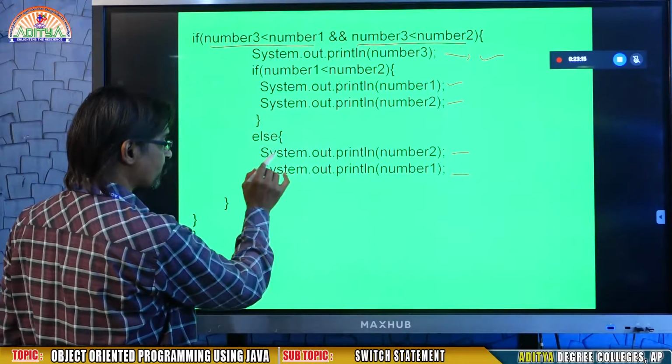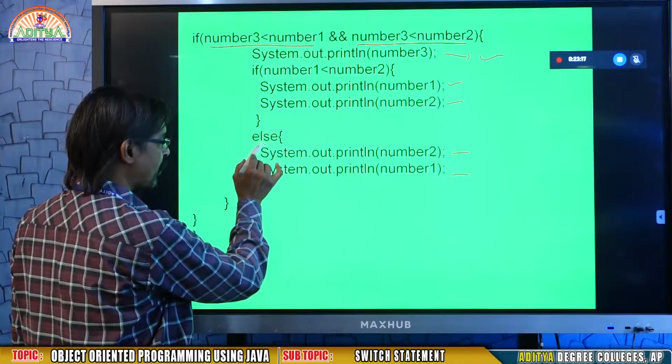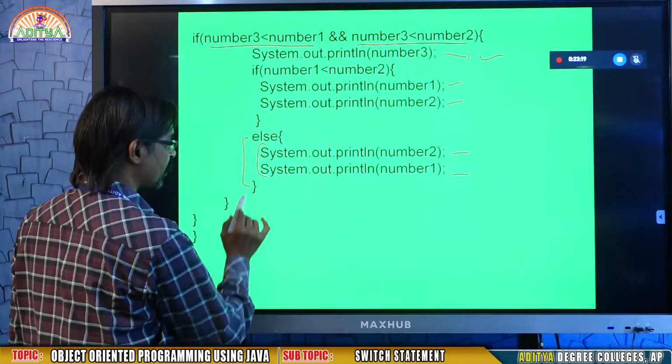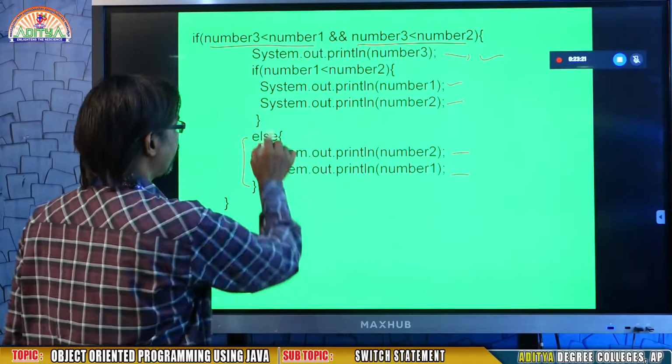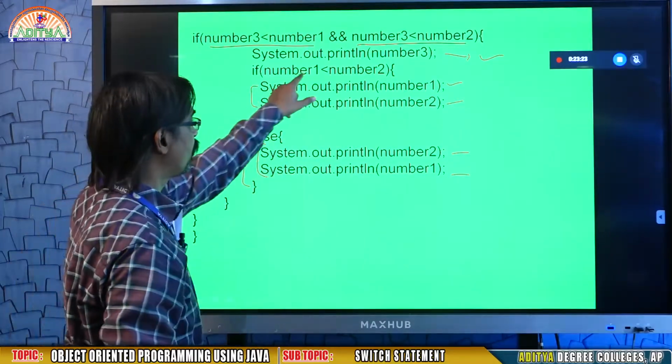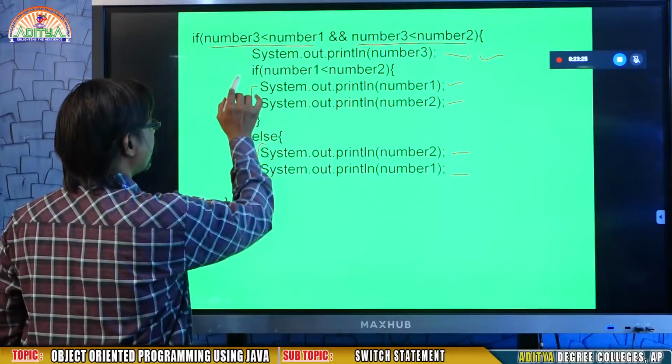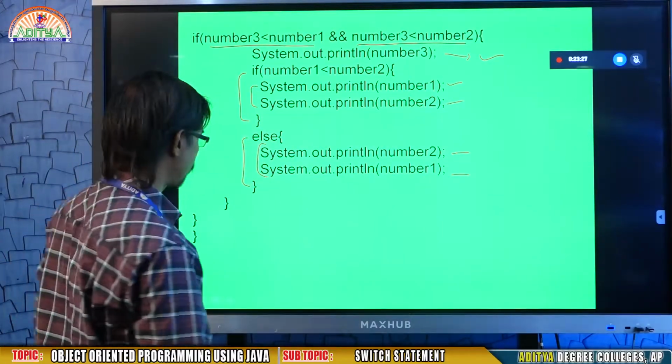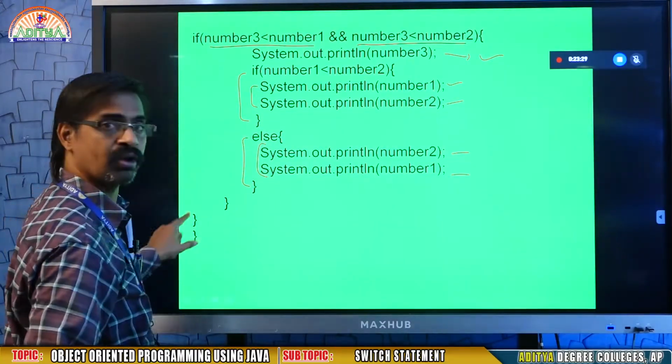This is called a compound statement. When you are writing more number of statements, you must surround them within the braces. Here also 2 statements will be executed when the condition is true. So this is called a compound statement. Okay. Now finally the program will close.